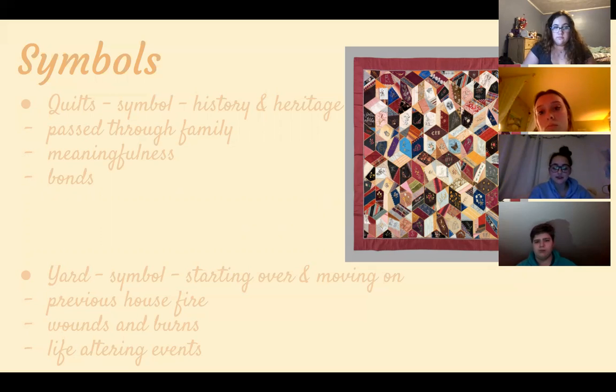Another symbol was the yard, which was a symbol of starting over and moving on from the past, which happened to be the house fire from their previous house. This caused traumatic wounds and burns that forever changed Maggie's life. She was then seen as the ugly duckling of the family since she was burned and uneducated, unlike her sister. This caused her to feel less, so the yard worked as a symbol of overcoming the hardships of her life. Both her wounds and burns were altering events in her life that forever changed, symbolizing the start of new growth.